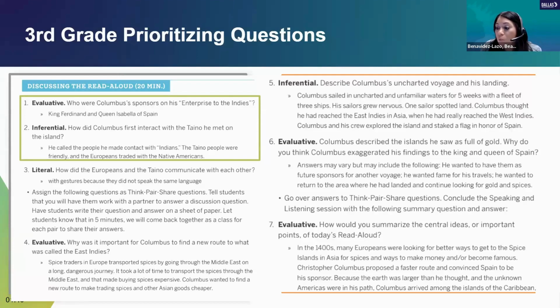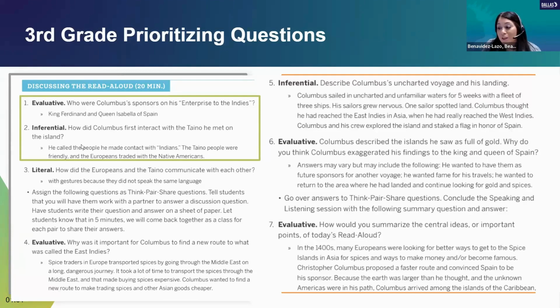Question 2, I also want my students to understand how the first interactions with the Taino went when he met the Native Americans, how that played out, so that they're aware. So I really want them to understand first who sponsored his trip, and second, how his interactions with the Native Americans were, because that all is going to transfer to what they're going to read at the end of unit assessment. Now, I'm not saying that 3 and 4 are not important, or 3 is not important, but this kind of how did the Europeans and Taino communicate with each other?